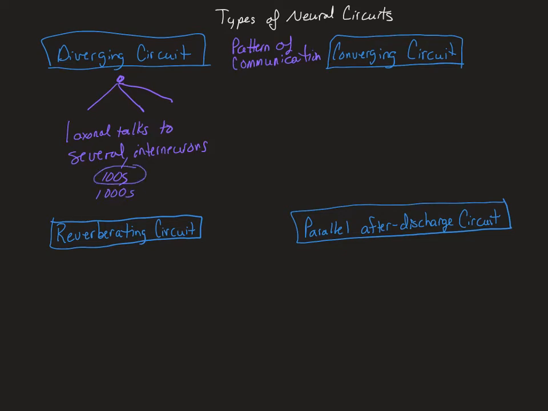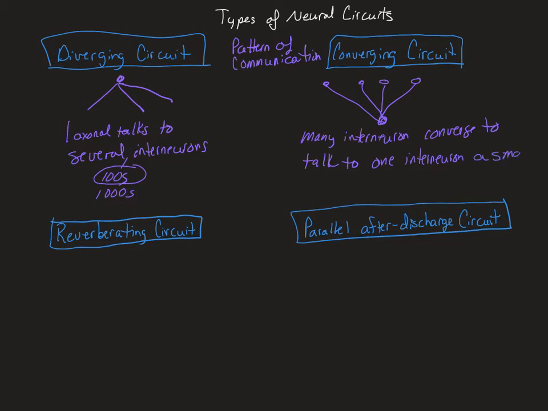Now, converging is when you've got many and they're all going to come down to one or a few. So many interneurons converge to talk to one interneuron, or it can also be a smaller neural pool.